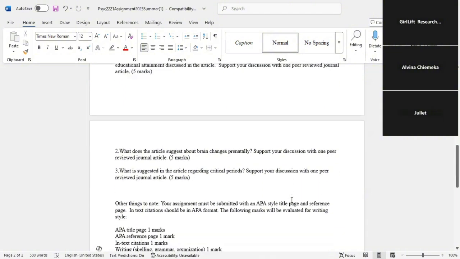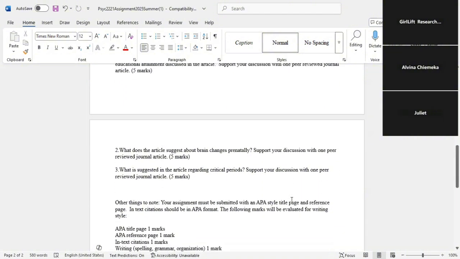Then there's something that's important. It says it must be in APA style. When we get to referencing, I'm going to teach us about the APA style of referencing alongside others. Another thing, you see here, title page, 1 mark, APA reference page, 1 mark, in-text citations. When we come to referencing, we are going to learn the in-text citations and all of that. But this is basically it. So other things are not here.